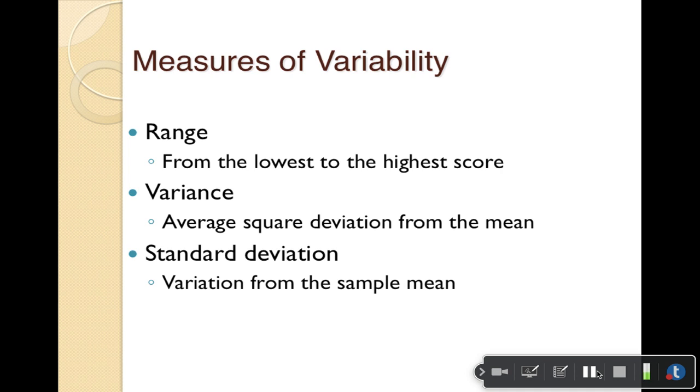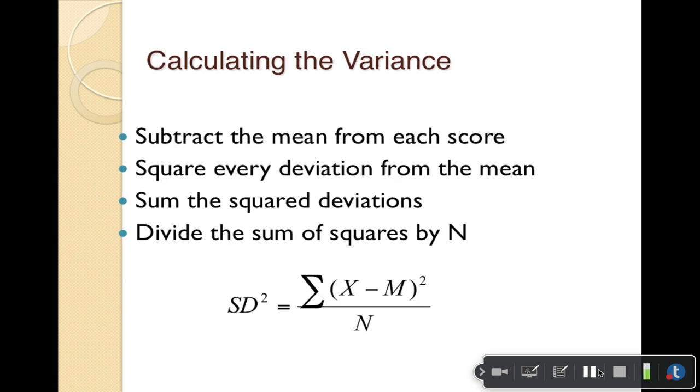So here we have 3 different ways to measure variability in a sample. First, we have the range, which we just looked at in that previous example. So we have the high to the low score. We can also talk about the variance, which is the average squared deviation from the mean. And finally, we can talk about standard deviation, which is variation from the sample mean. So the range is pretty straightforward, as we just saw in the previous slide in our course example with the 3 different classrooms. So I want to talk a little bit more about variance and standard deviation.